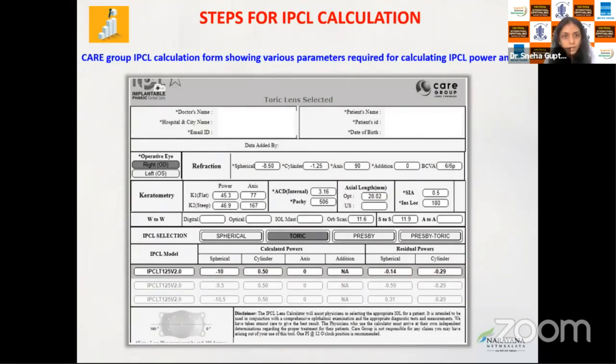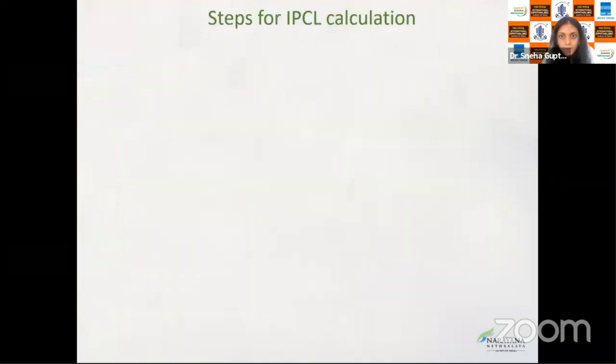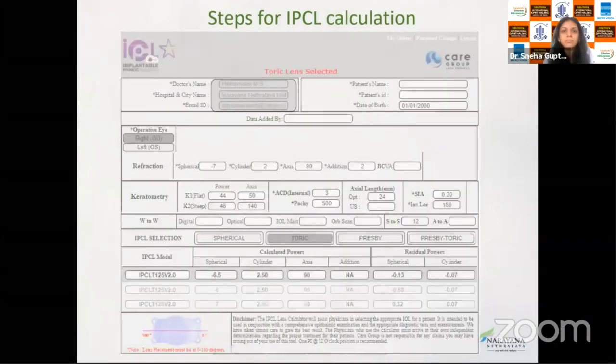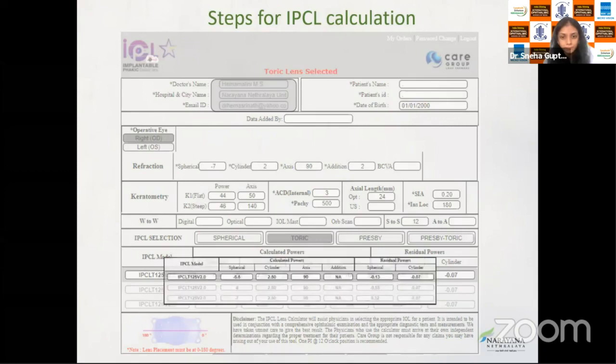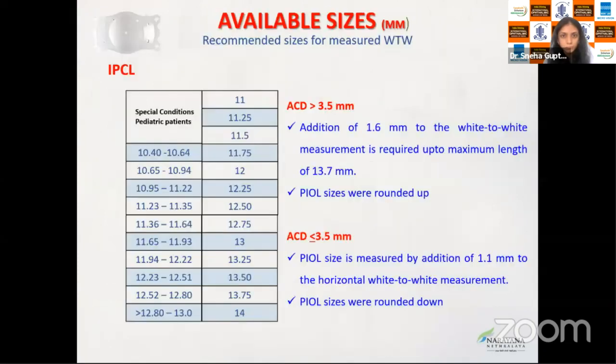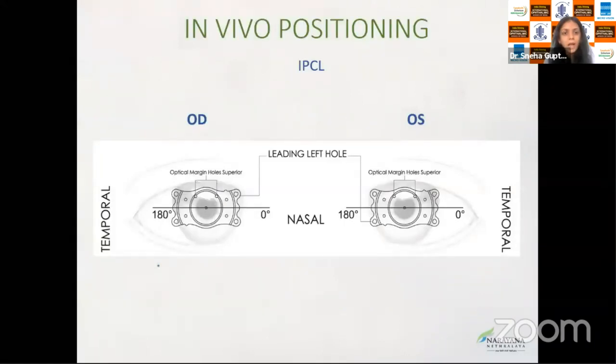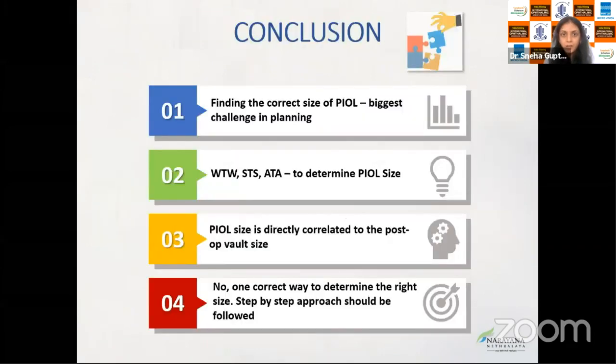So the basic advantage of using an IPCL is we can customize our lens according to the power in cases like stable keratoconus, keratoconus post cross-linking, and in pediatric patients. These are the sizes that are available for the white to white. And this is the positioning for the IPCL in the right eye and in the left eye.